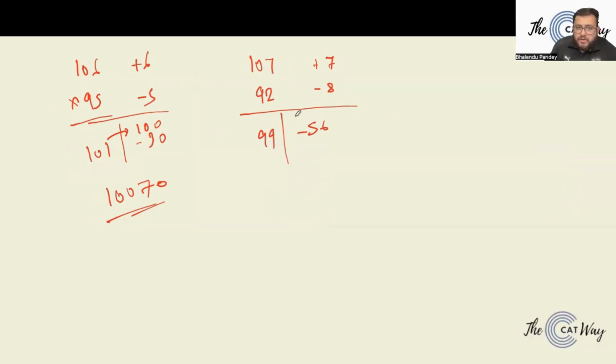Now from 99, 1 will go away. You will be getting 100 over there. This will become 98. 100 minus 56 becomes a 44. So 9844 becomes your correct answer for this question. Right? Similarly, let's try some more questions.